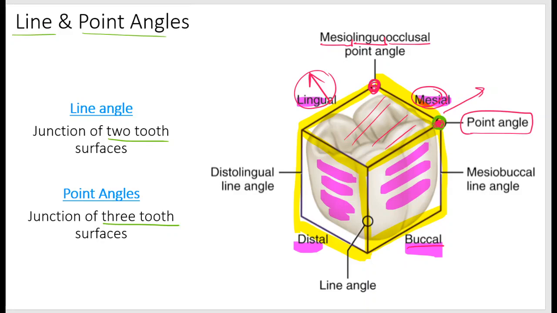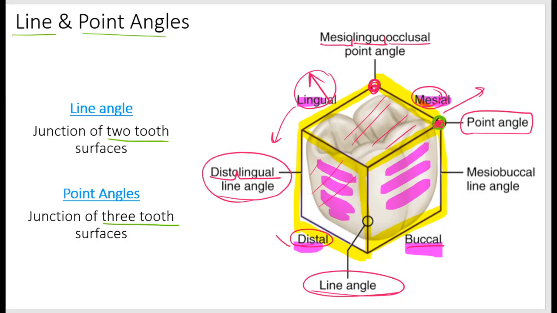A line angle is the angle between 2 surfaces. So in this example here, we see that this is a disto-lingual because it is between the distal surface and the lingual surface, right? Same thing here. You have the mesio-buccal. So you have the mesial surface and the buccal surface, and that's a line angle, and the other one is a point angle. So again, these are things to mainly be able to describe areas and cavities and things in it.